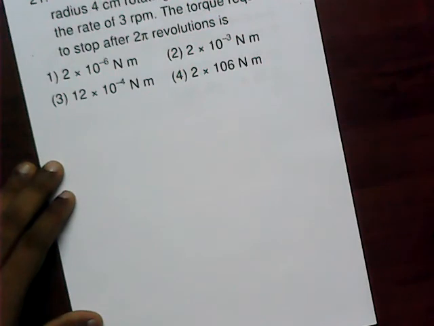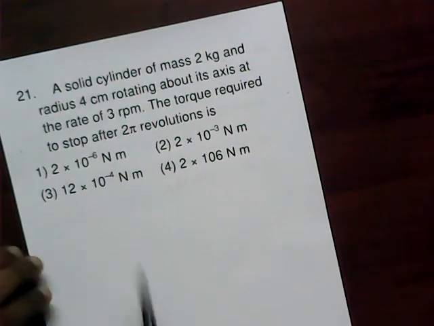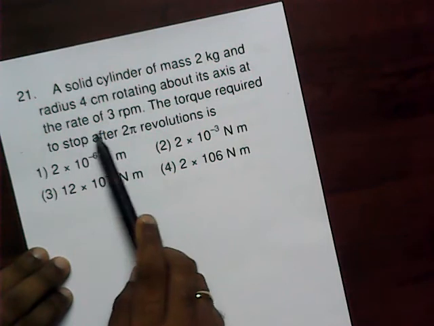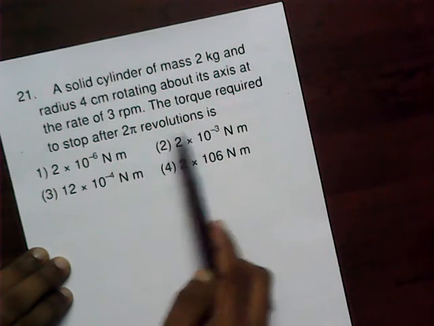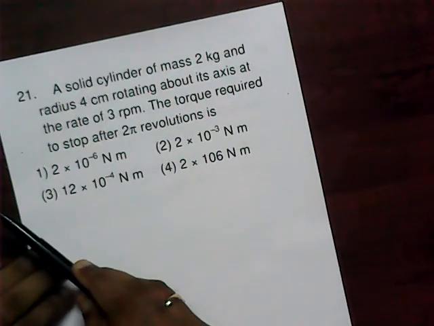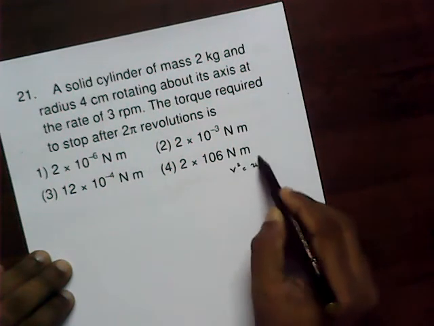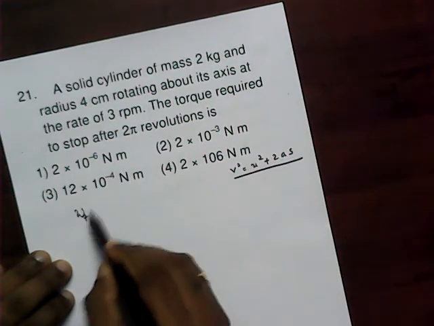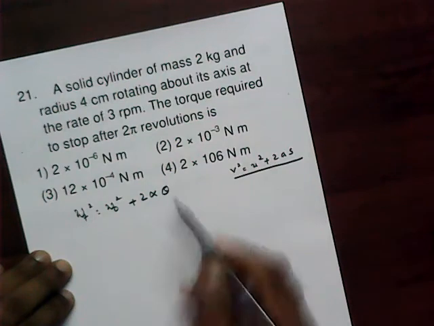Good question is waiting. Number 21. A solid cylinder of mass 2 kilogram and a radius of 4 centimeter rotating about its axis at the rate of 3 rotations per minute. The torque required to stop it after 2 pi revolutions is. So it is going to rest. The good concept: v square equals u square plus 2as in linear. Here we can use omega t square equals omega 0 square plus 2 alpha theta.